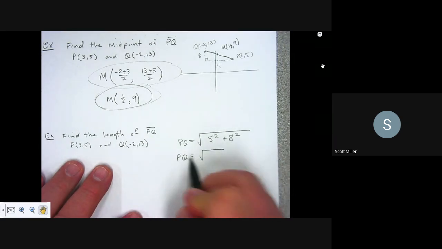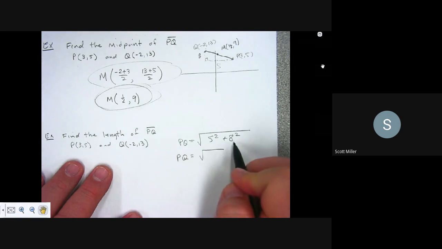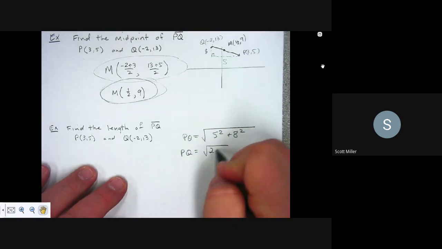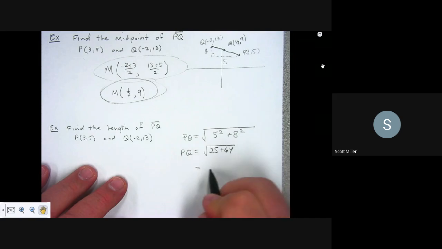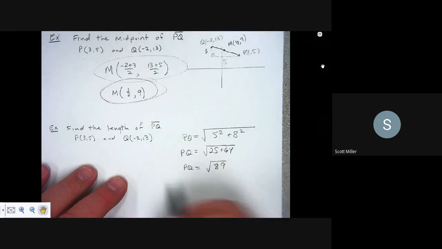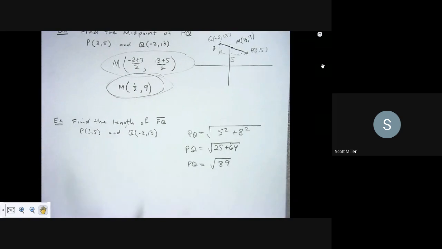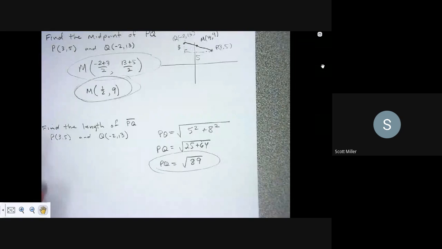So the distance PQ, this is 25 plus 64. Okay? And 25 plus 64 is 89. And so then the question is, can that be simplified in any fashion? Is there a perfect square that goes into 89? I don't believe so. I think I'm done with that one. So that is your final answer right there.